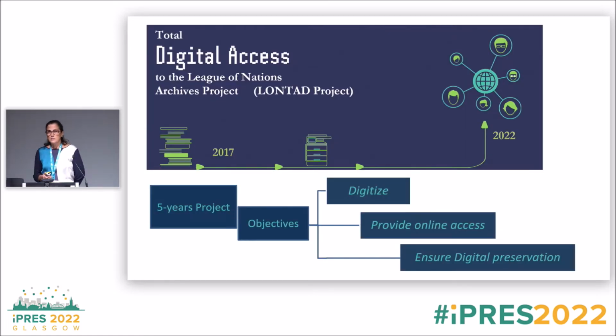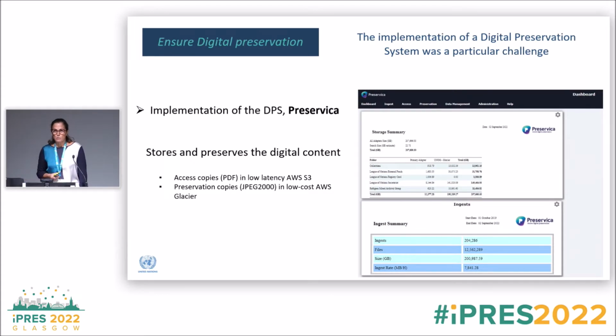In 2017, we started a project, the Total Digital Access to the League of Nations, a 5 year project with 3 main objectives: to digitize, provide online access, and ensure the digital preservation. The scanning operation started in 2018, and at the same time, we were in the process of selecting and implementing the IT systems. The first system was the digital preservation. That was a particular challenge and one of the innovative features of our project because very few entities at the UN had used such systems before.